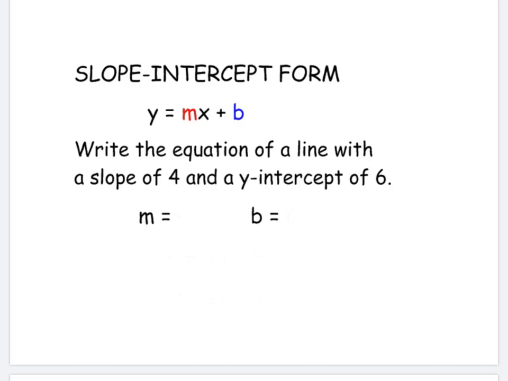So if we're looking at this example, it says write the equation of a line with a slope of 4 and a y-intercept of 6. So we know that m, remember m stands for the slope, is 4, and b stands for the y-intercept, that's 6. So our equation, if we substitute those two values in for m and b, is y equals 4x plus 6.